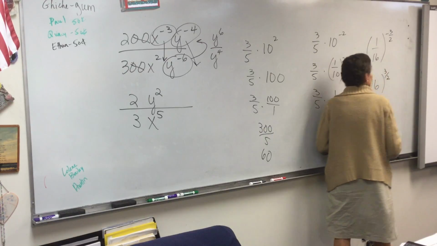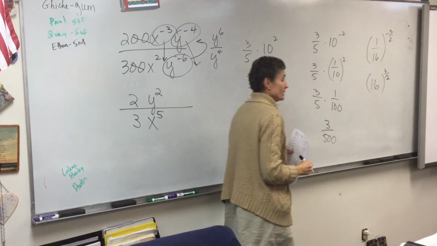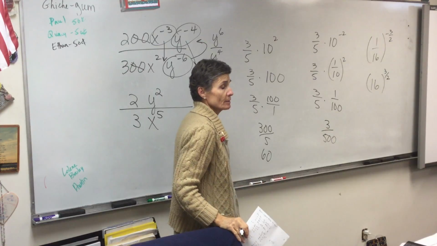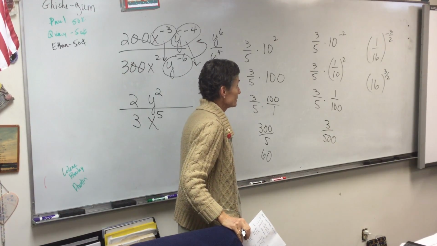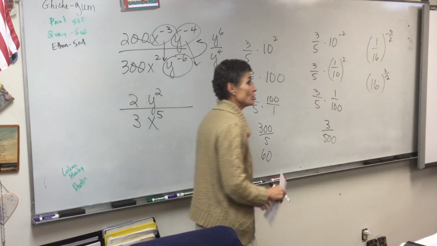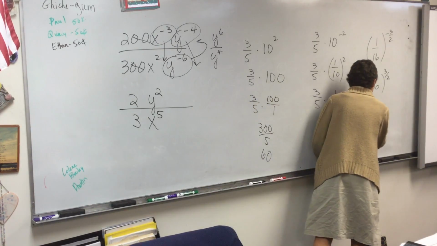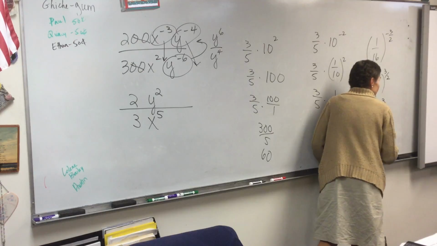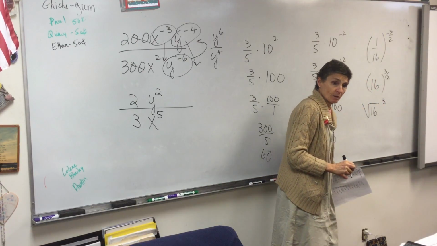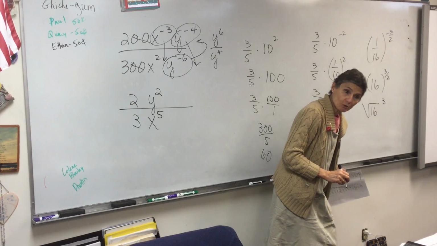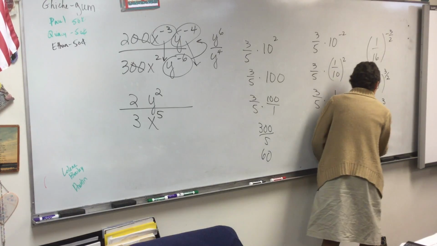Do we flip the 3 halves? Oh, no, never. You never flip the exponent. It becomes positive, though, after you do the flip. Now, what does that mean? Square root of 16 cubed. Well, the square root of 16 is 4, and 4 cubed is 64.